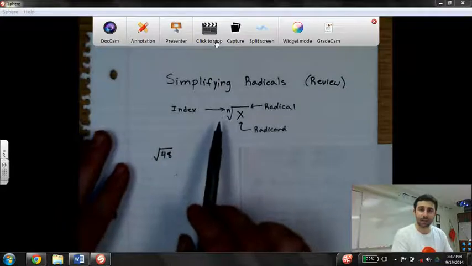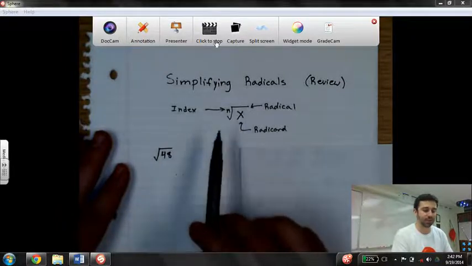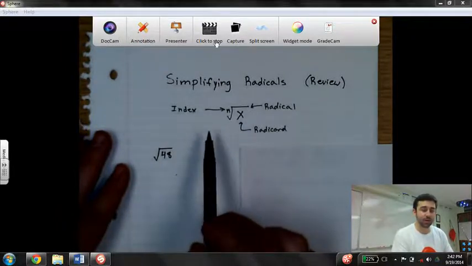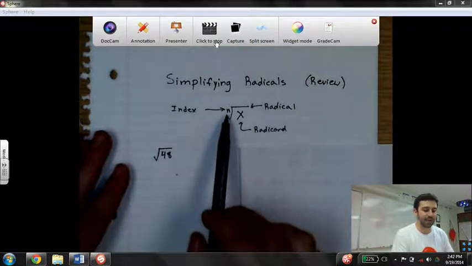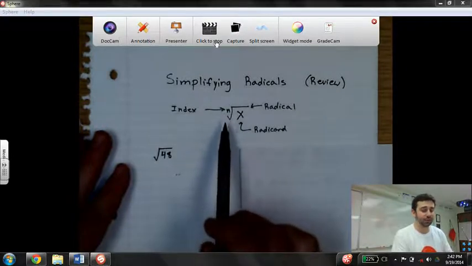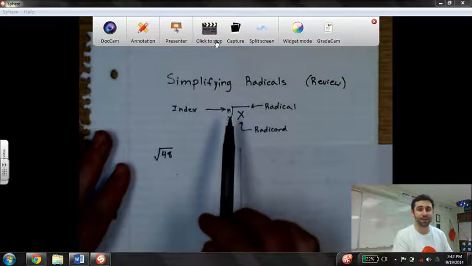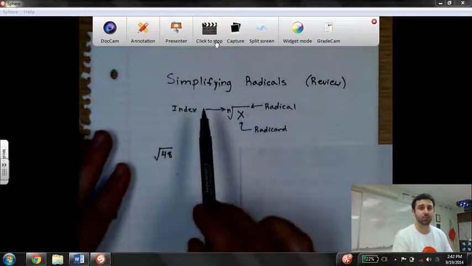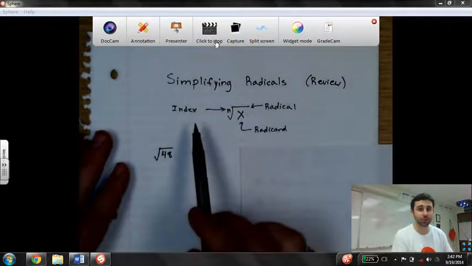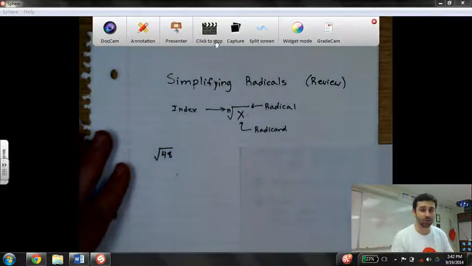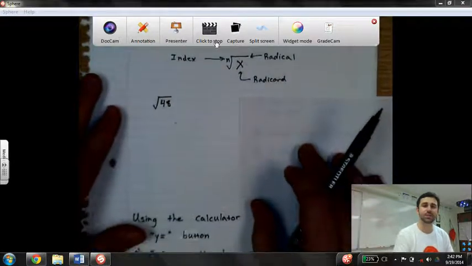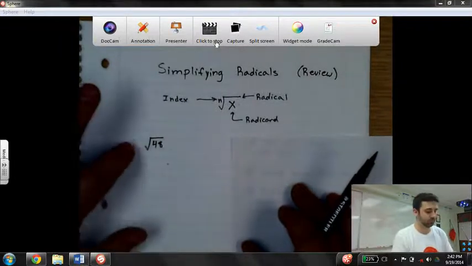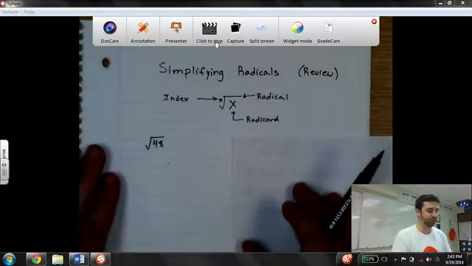Many times, we just see the radical and think square root, and when there's not an index listed, it is the square root, but we can take the root of many different indexes. We could do the cube root, the quartic root for 4, and so on and so forth. And so now let's look at simplifying this expression, the square root of 48.